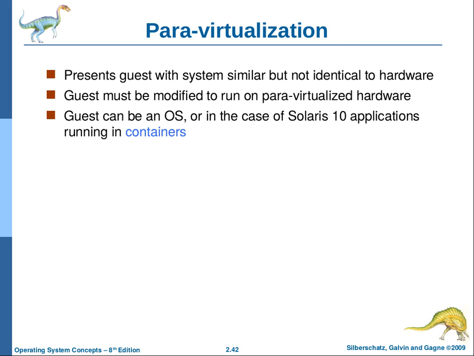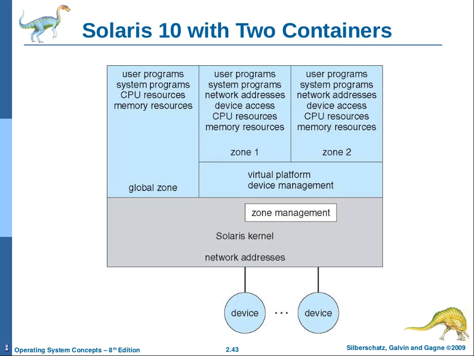Paravirtualization presents guests with systems similar but not identical to the hardware. So this is if you want to emulate certain devices. This is what's normally done. VirtualBox will just emulate one single device that most operating systems can do. Standard network card, standard graphics card, et cetera, and then it'll translate it in the back end for you, as opposed to true virtualization where it pipes it through.